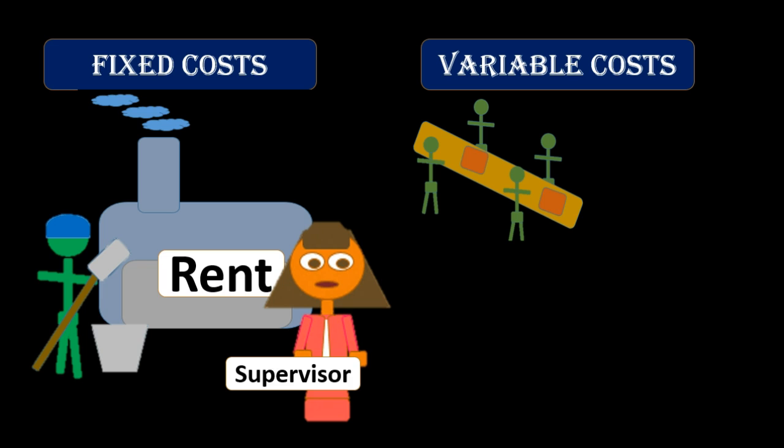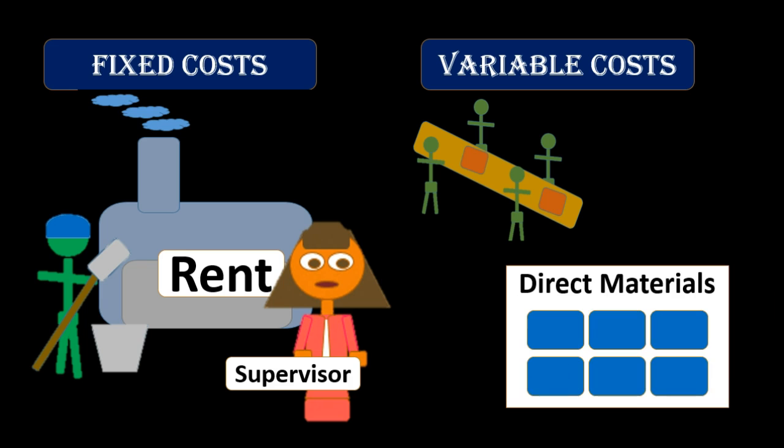So if we make one item and we have $1,000 rent, then that $1,000 can be allocated to that one unit that was produced. If we make two items, now we have $500 each, and so on. So as we produce more, we actually have a lower cost per unit in terms of fixed costs, and an equal cost per unit for variable costs. Direct materials often being the other portion of the variable costs.